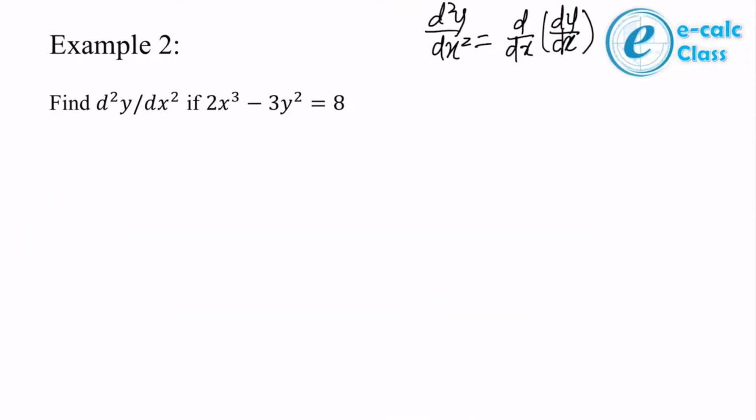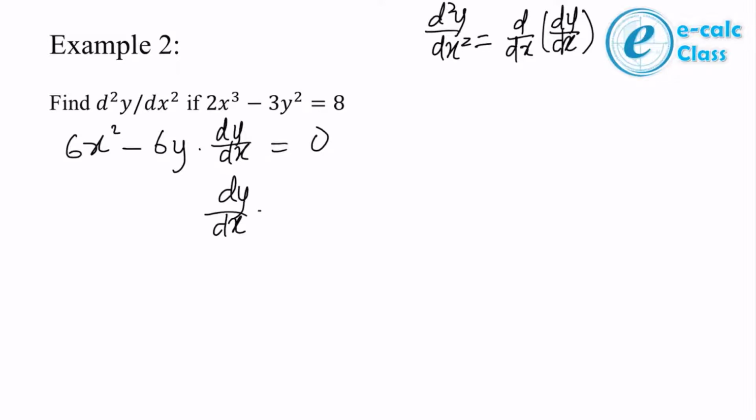Okay, so for this one, 2x cubed, variable agrees, right? Differentiate normally. 3y squared, variable disagrees. Also differentiate normally, but put a dy dx at the back. Constant, differentiate becomes a 0. And this one very easy, dy dx. You move this over, move that over, will be x squared over y. Okay?